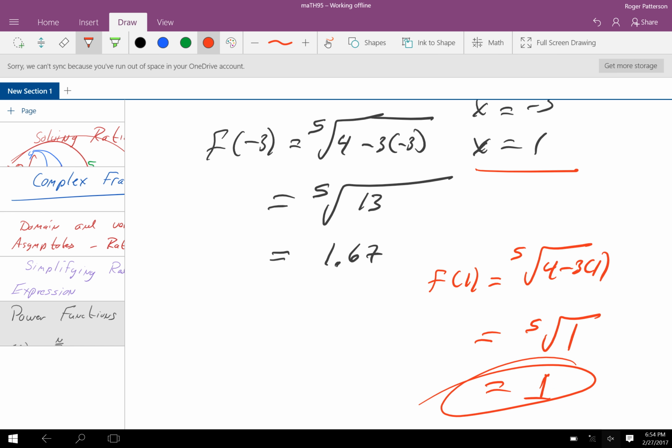So again, all you're doing is just substituting that in, taking the fifth root of it, or cube root of it, or square root of it, whatever it is. Any other questions on that particular section?